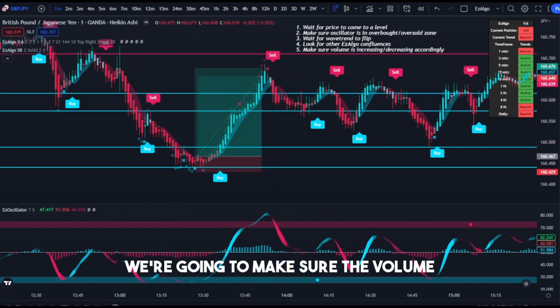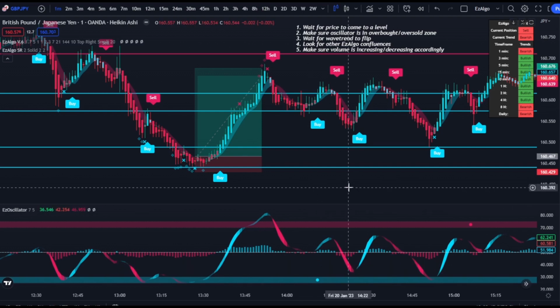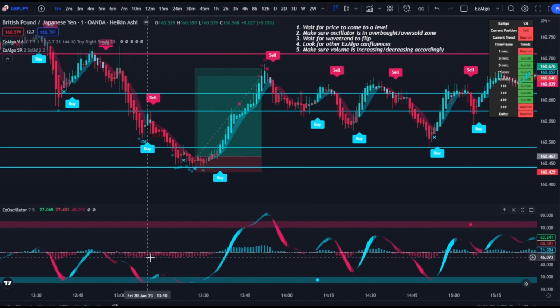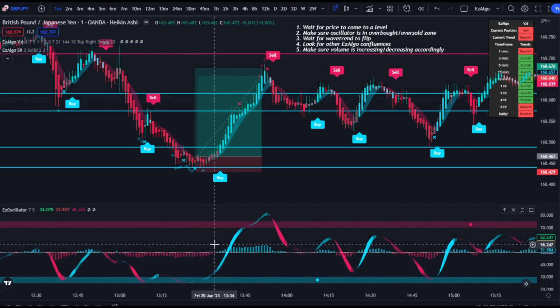Number 5 is we're going to make sure the volume is increasing or decreasing accordingly. So if we're looking for a long position, we want to see that volume is starting to increase. And once we see that the volume is starting to turn from red to blue, we know that we can enter a trade. If volume is deep in this red and is not increasing, then we know we're not going to enter a long position because there are still sellers in the area.